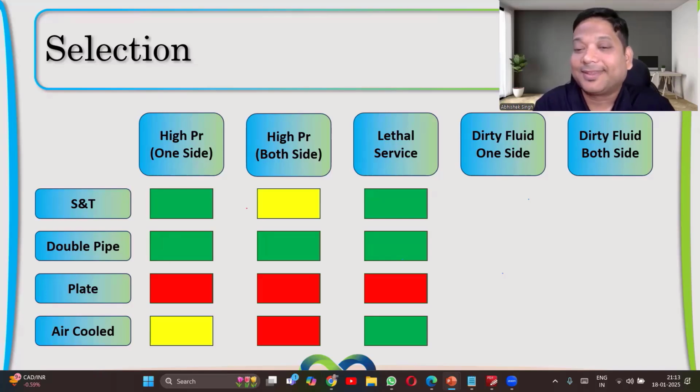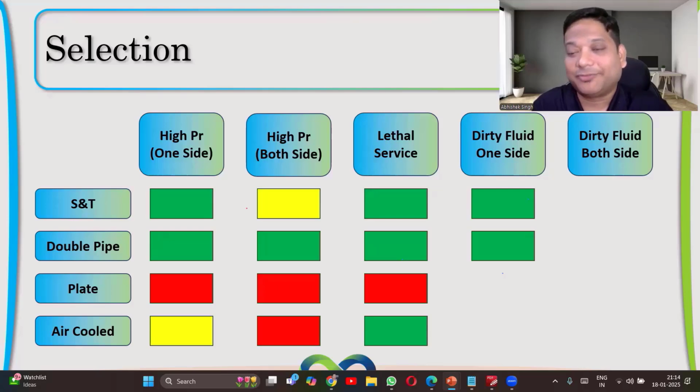Next category, dirty fluid one side. And if it's shell and tube, what option do you think? Definitely yes. Okay, we do it all the time. Double pipe, dirty fluid in one side. We know that in double pipe, one side, if I keep that in the inside pipe, we can clean it. So there is no problem. So again, that is also green. One side of double pipe is cleanable, so we can use that side for the dirty fluid.